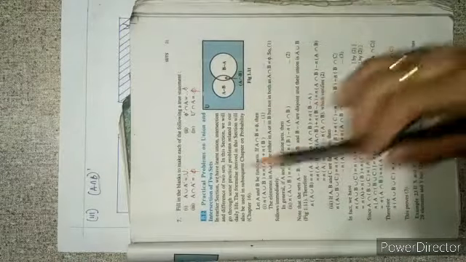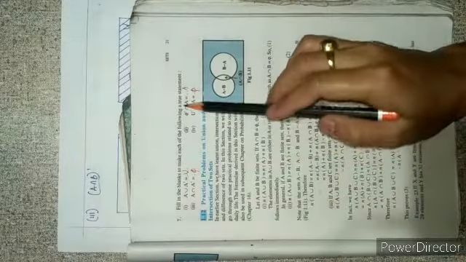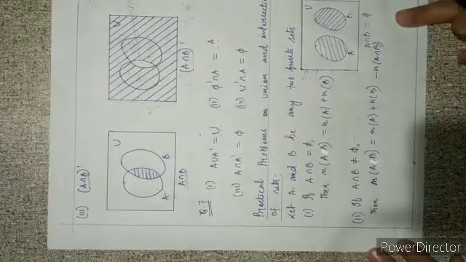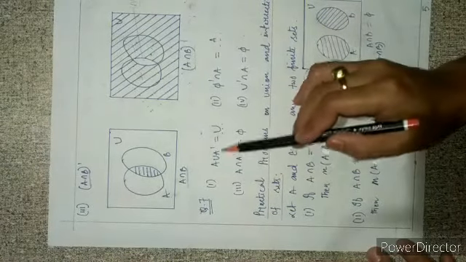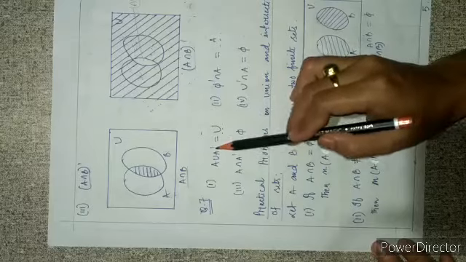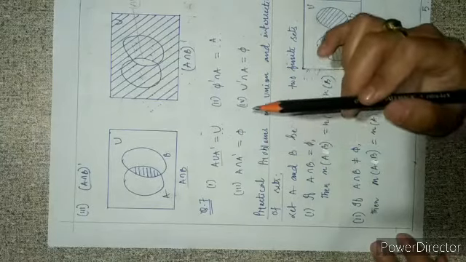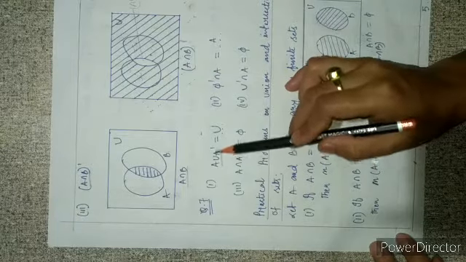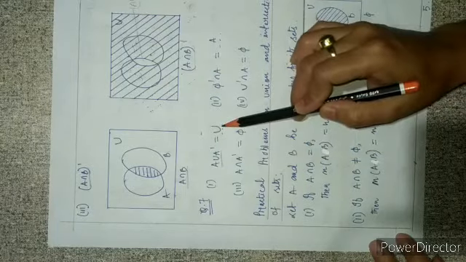Now let's come to question number 7. Fill in the blanks to make the following a true statement. Number 1, A union A dash. This uses the properties of complement sets. A union A dash will be equal to the universal set.